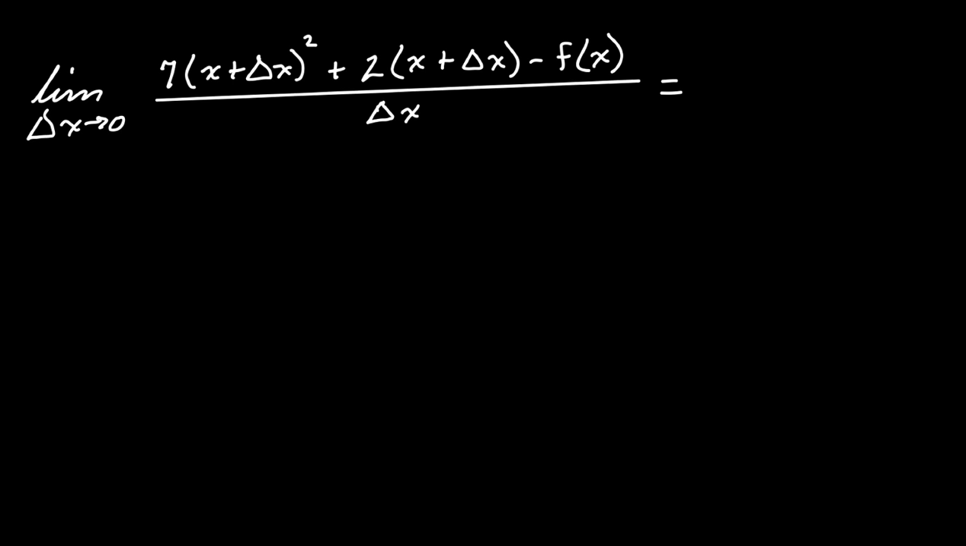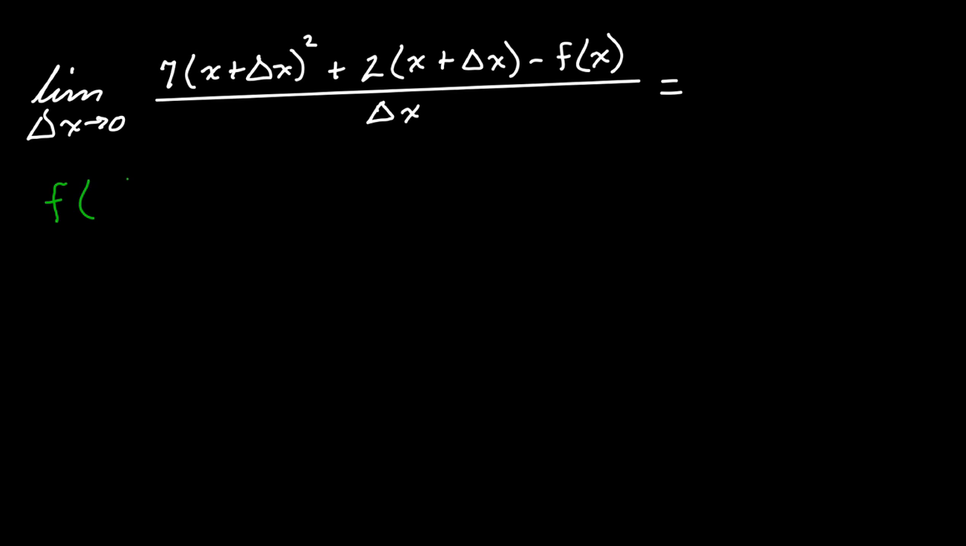In the previous examples I used h as the distance between the two x values. Sometimes they will use the notation of delta x instead of h. It doesn't mean anything different. It's the same exact thing. So this is still the definition of a derivative.